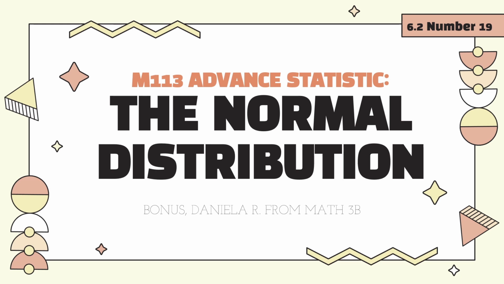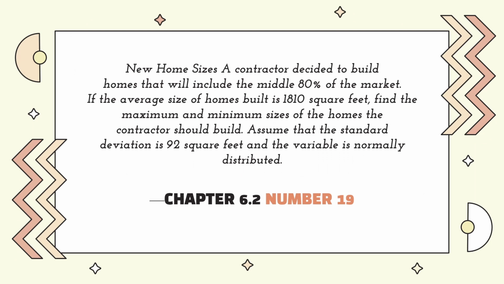For this video, we will answer Chapter 6.2, number 19. New home size. A contractor decides to build homes that will include the middle 80% of the market. If the average size of home built is 1,810 square feet, find the maximum and minimum size of home that the contractor should build. Assume that the standard deviation is 92 square feet and the variable is normally distributed.